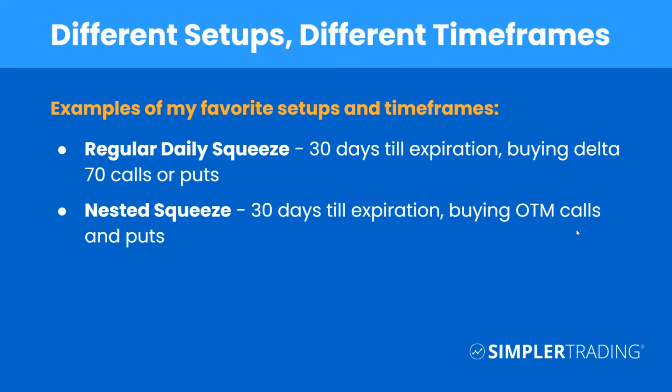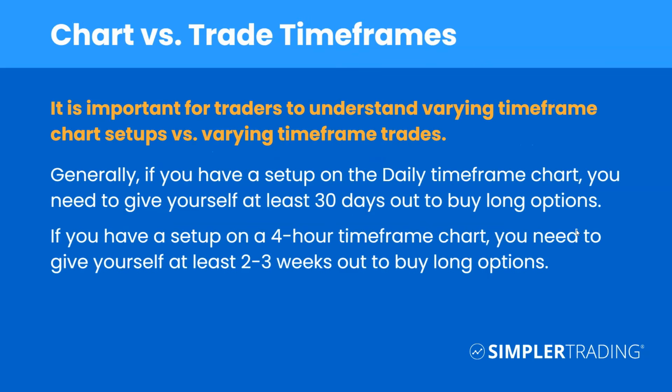So for example, say I'm trading a daily squeeze. My go-to trade for a daily squeeze would be the options that expire in about 30 days. And then I'm a big fan of just buying the in-the-money calls if I want to get long, or the in-the-money puts if I want to get short. So somewhere around that Delta 70. Delta 70 calls, Delta 70 puts. And then my favorite setup would be a nested squeeze, meaning we have a daily squeeze printing inside of a bigger weekly squeeze. Those are definitely my favorite.